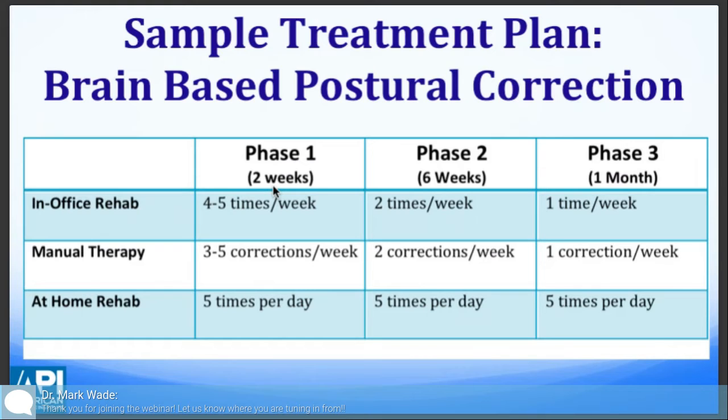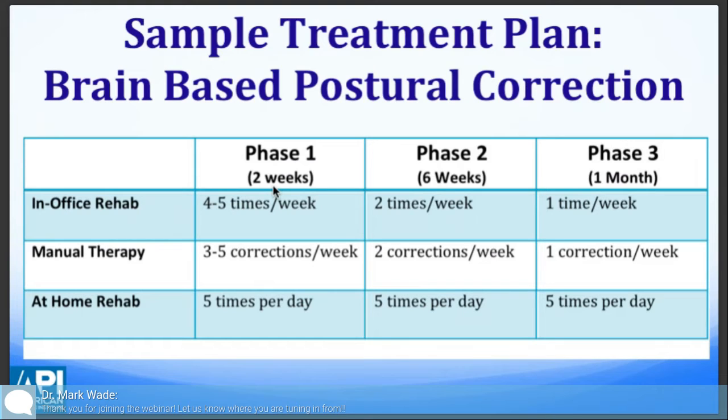So phase 1 is going to be the first 2 weeks. Now within phase 1, we're talking about in-office rehabilitation 4 to 5 times per week. So the patient is coming in 4 to 5 times per week, and they're going straight into the rehabilitation room to really work hard on their in-office rehabilitation. Now the reason they come into the office is because we have some of the gadgets. We have the whole body vibration, we have all the different things for them to utilize within the office that they likely don't have at home.